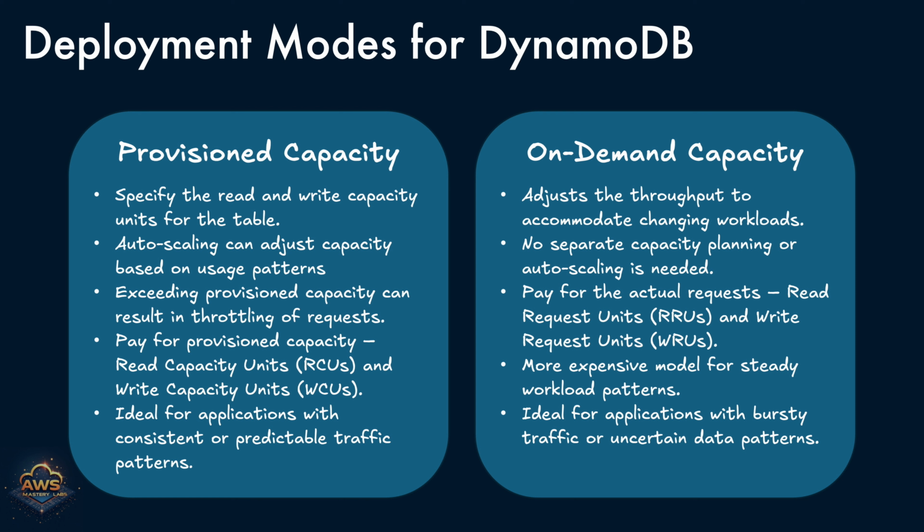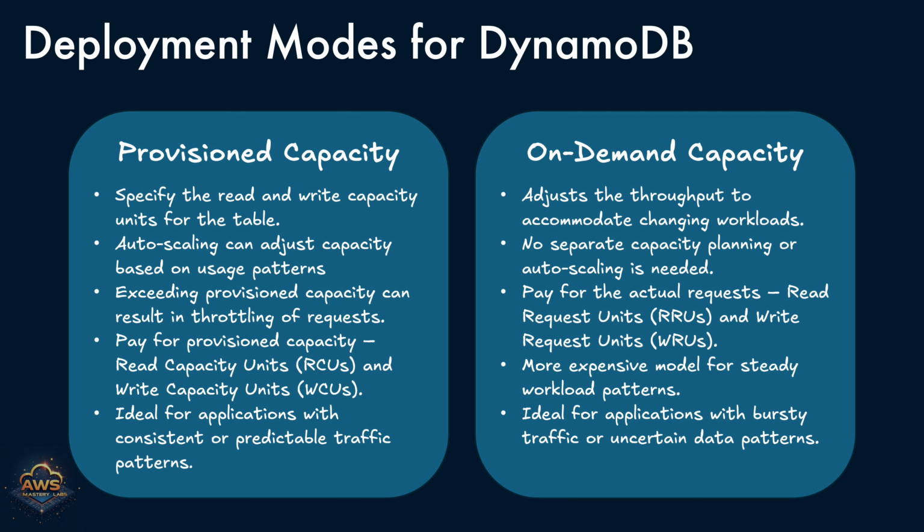This model is particularly well suited for applications with unpredictable or spiky workloads, where traffic patterns are hard to forecast or can vary widely throughout the day. Because you're billed only for the actual read and write requests made, on-demand offers strong cost efficiency for workloads that aren't consistently high in volume. This makes it ideal for new applications, prototypes, startups, or any scenario where traffic patterns are still evolving or difficult to predict.